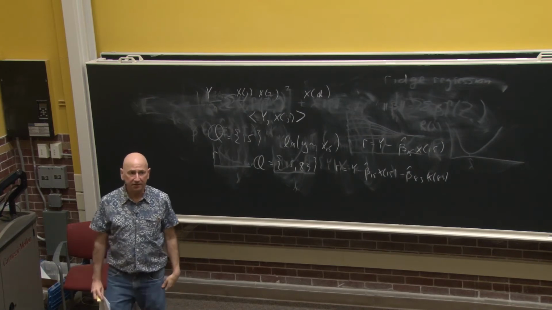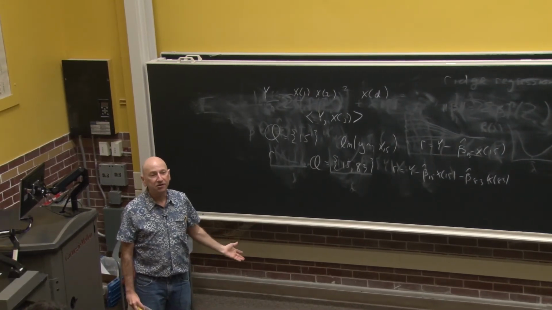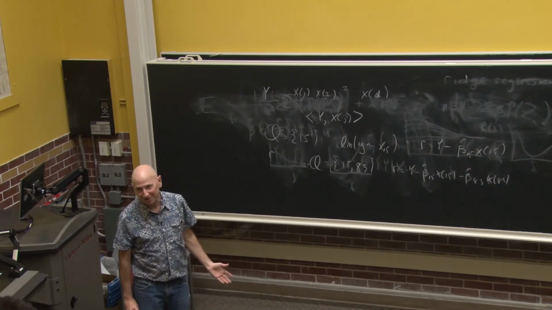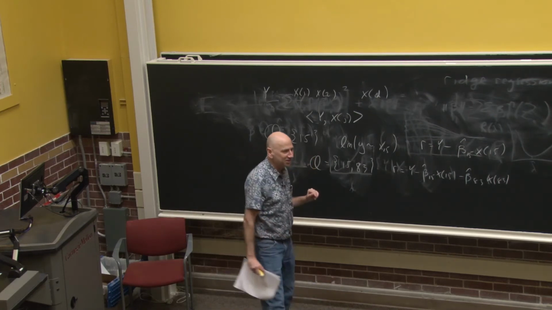Okay? Is that clear? It's a very simple algorithm. So one of the nice things is it's very simple. You don't need to know convex optimization to write code to do this. That's one of the nice things about forward stepwise regression.